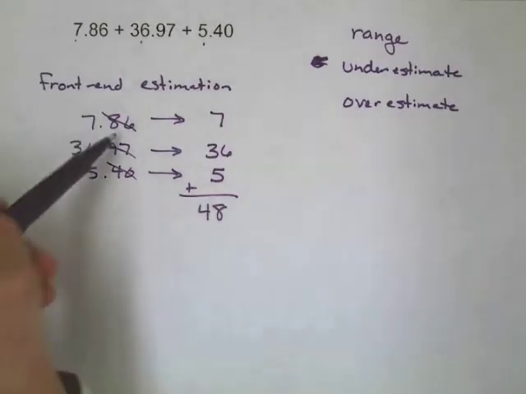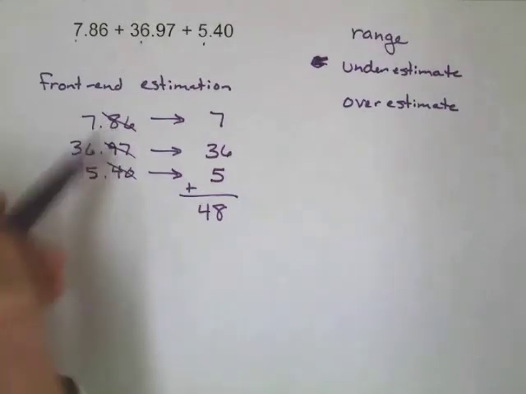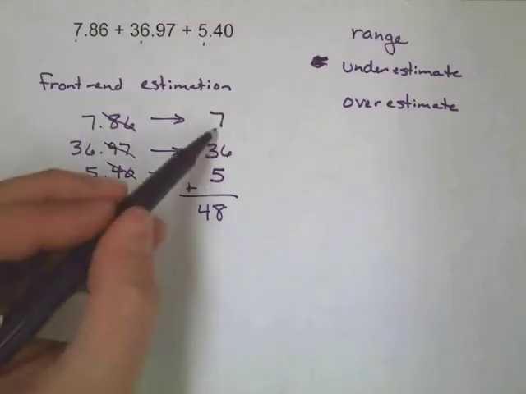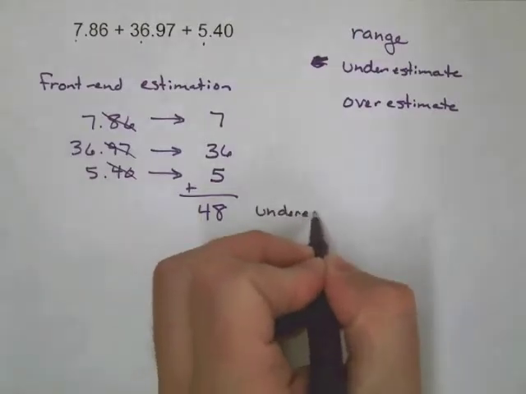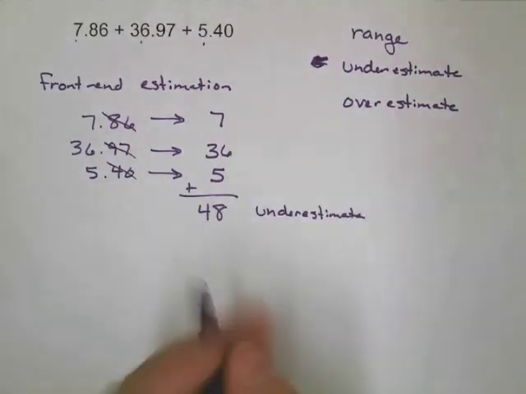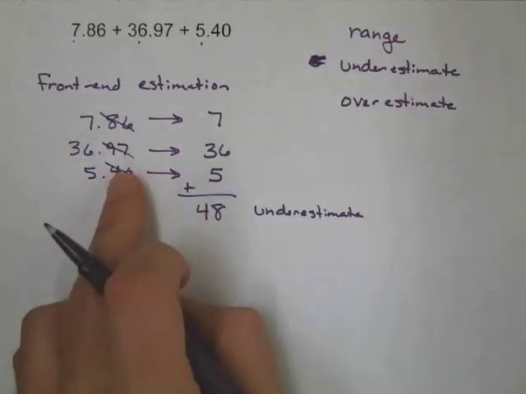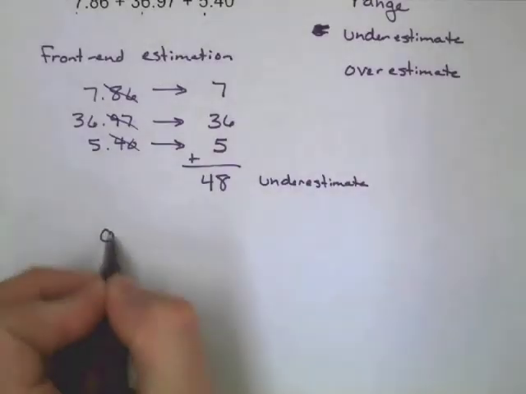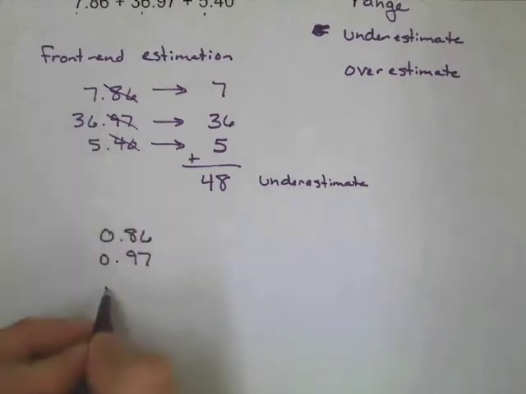Now, these things that I ignored, these are all parts of a number, parts of a whole. So because I dropped off all those things, this number right here, this estimate, is going to be my underestimate. This is too low. We know that our exact answer is going to be something larger than 48. But let's see now if we can find our overestimate, the one that's too large. So let's take a look at these little pieces that we dropped off. I'm just going to look at that 86 hundredths, that 97 hundredths, and that 40 hundredths.